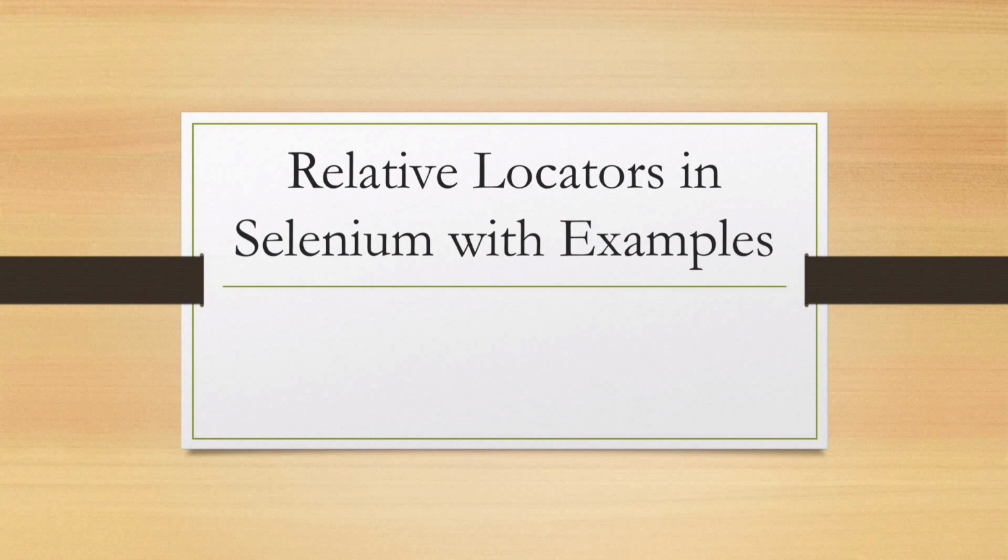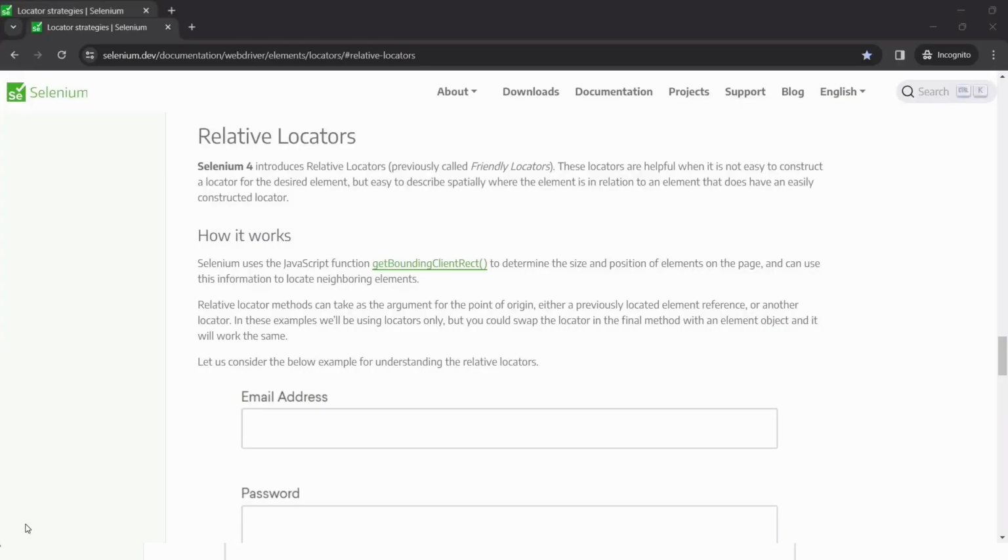In this course today we will cover relative locators in Selenium with examples. So let's start with relative locators. This is newly introduced in Selenium 4, and previously it was called friendly locators. As you can see, Selenium 4 introduced relative locators, previously called friendly locators.